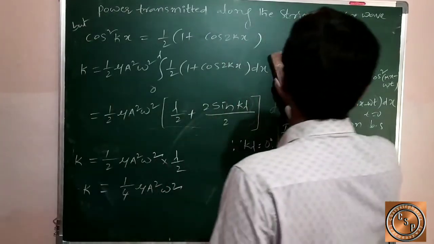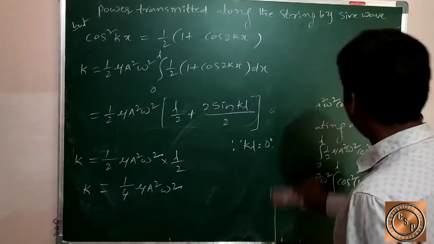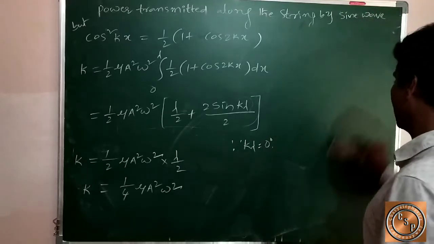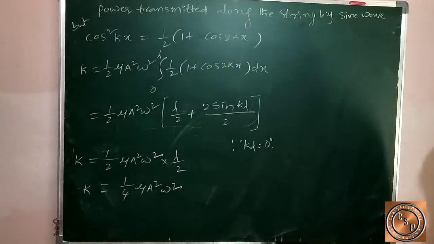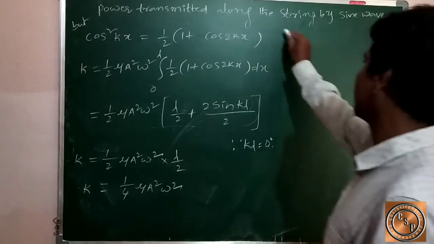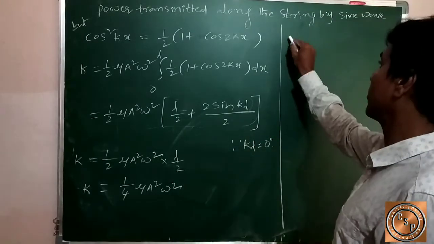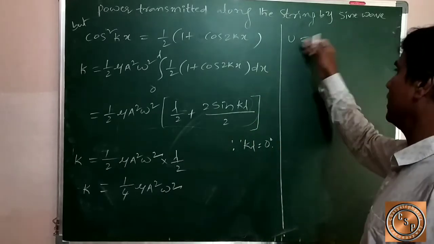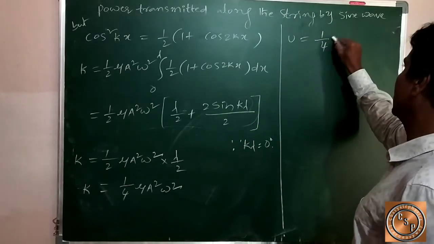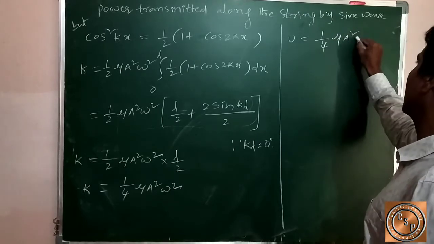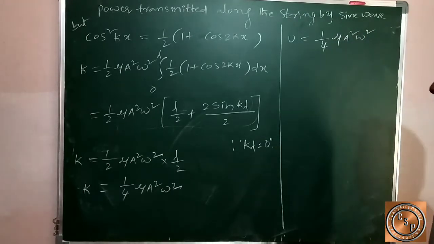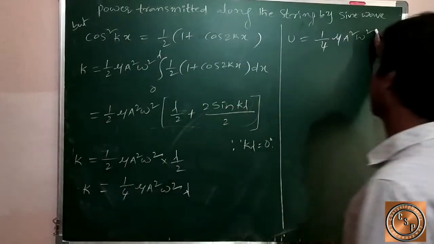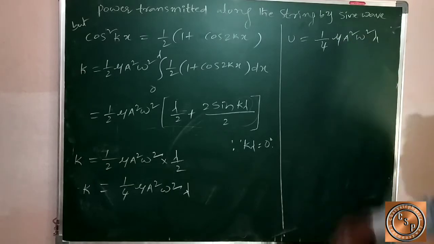So this is the kinetic energy of the element where it is considered along the path of wave, but the wave is moving along the string. Now here is the potential energy of that element. U is equal to the same as that of kinetic energy. U equal to 1 by 4 mu a square omega square. Here lambda is also there, no? Here is also lambda. 1 by 4 mu a square omega square lambda.